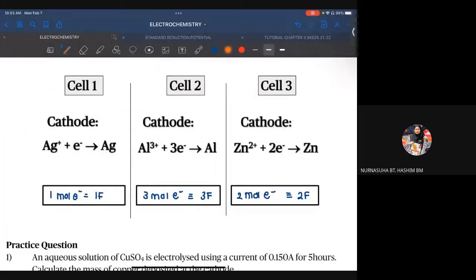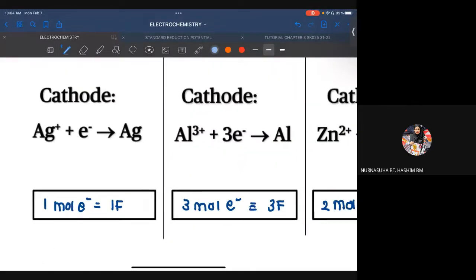Okay, let's say kita ada the first half cell, which is silver electrode. Okay, so from the equation, we have 1 mole of electron here. Kenapa tak jadi bulat? Okay, so 1 mole of electron corresponds to 1 Faraday.